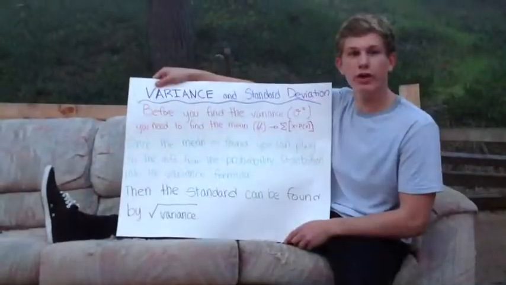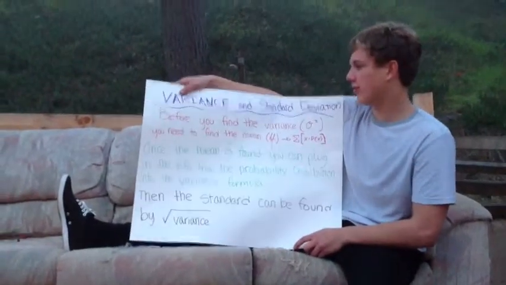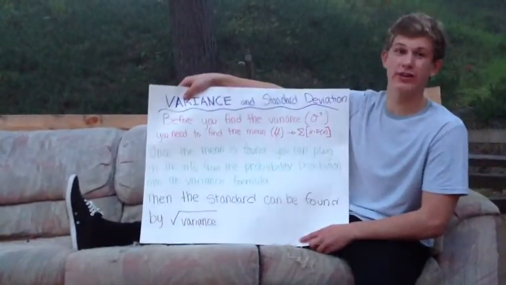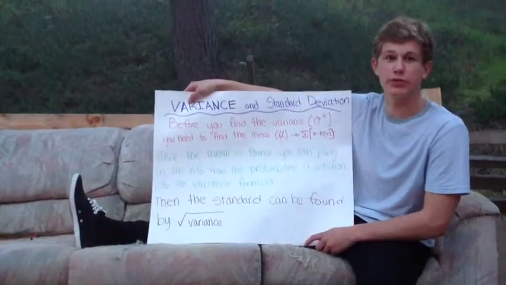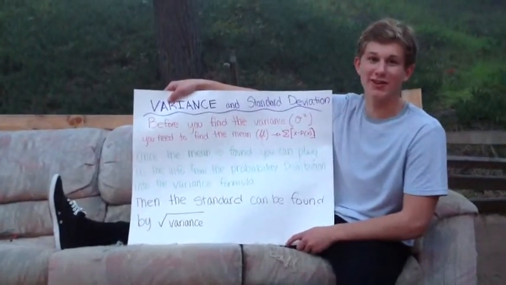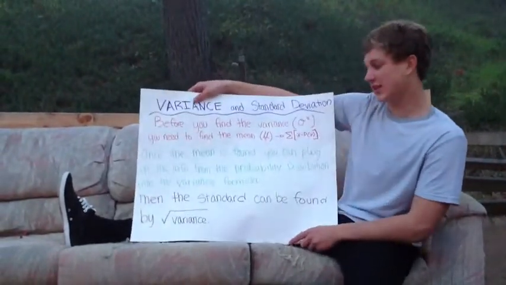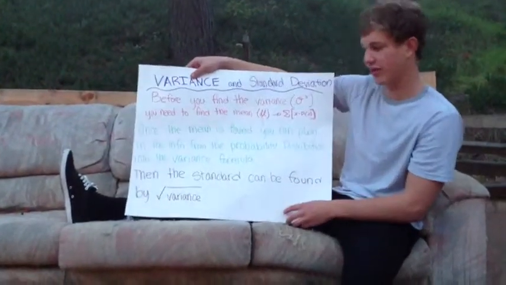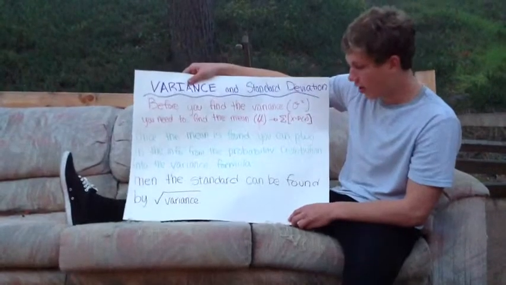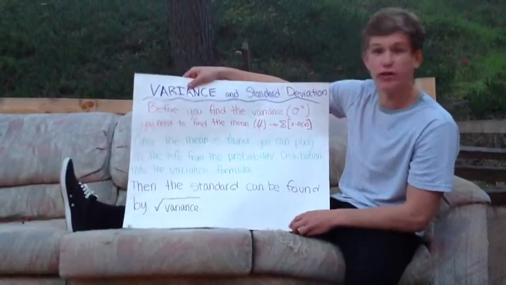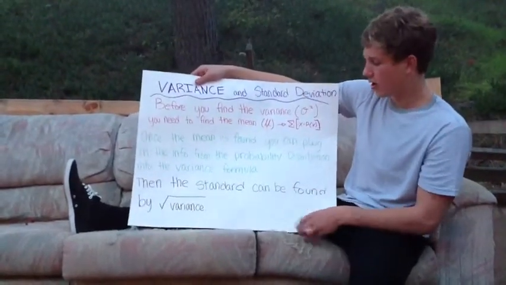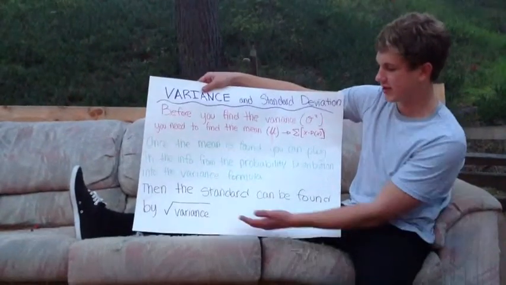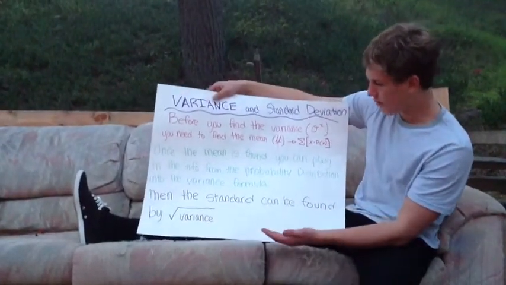Hi. We'll be going over variance and standard deviation. Before you find the variance or standard deviation, you have to find the mean, which was previously found by my colleague Tristan. Once the mean is found, you can plug in the info from the probability distribution into the variance formula. Then, once you find the variance, you can finally find the standard deviation.